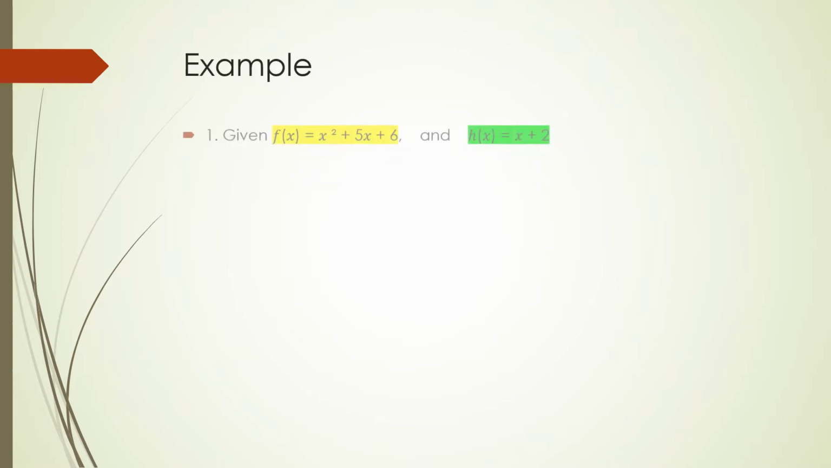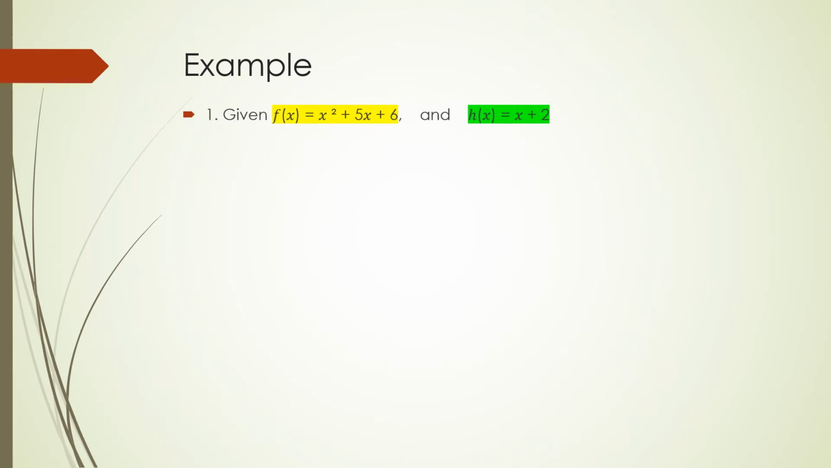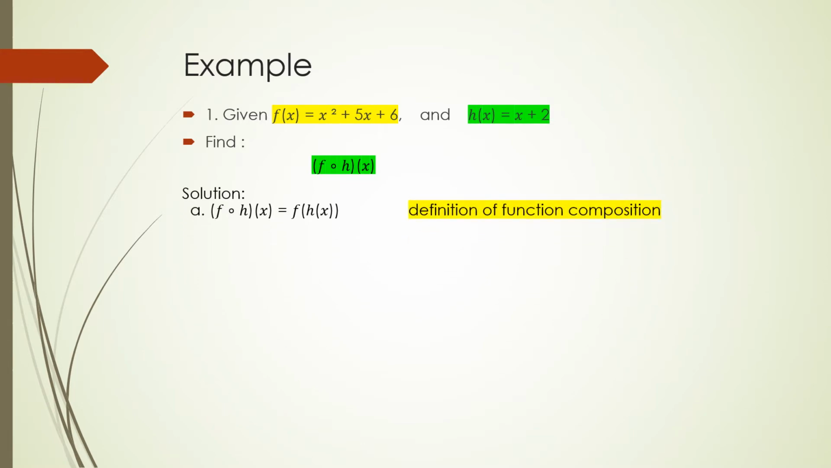So let's have an example. Given two functions, function f and function h. Function f at x is equal to x squared plus 5x plus 6, and function h at x is equal to x plus 2. Now let us find the composition of f and h. So here is the solution.